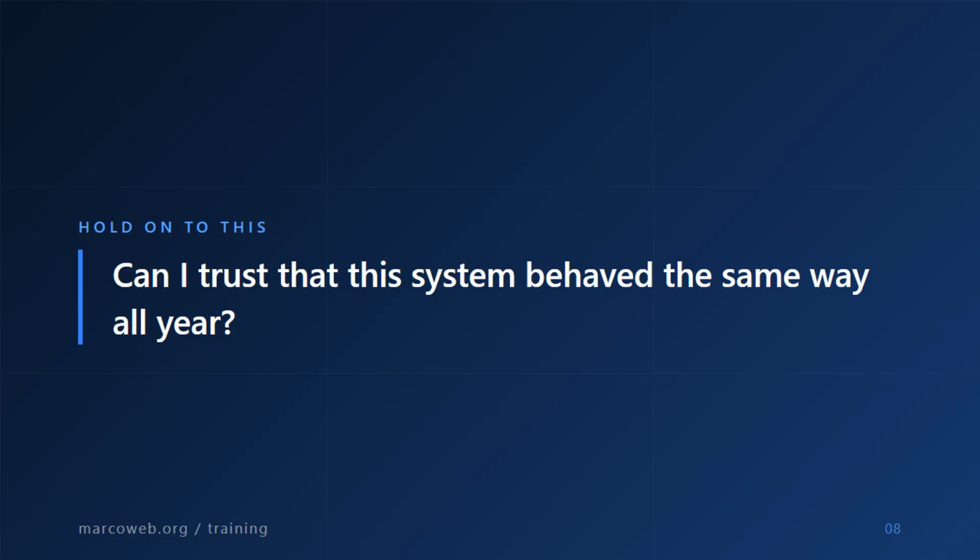Governance asks whether anyone owns the answer. Access management asks who could have changed things. Change management asks whether changes were controlled. Business continuity asks whether the record survives. Physical security asks whether someone could bypass all of it by walking into a room. Hold that question in your head, and the framework stops being a list to memorize. It becomes a structure that makes sense.